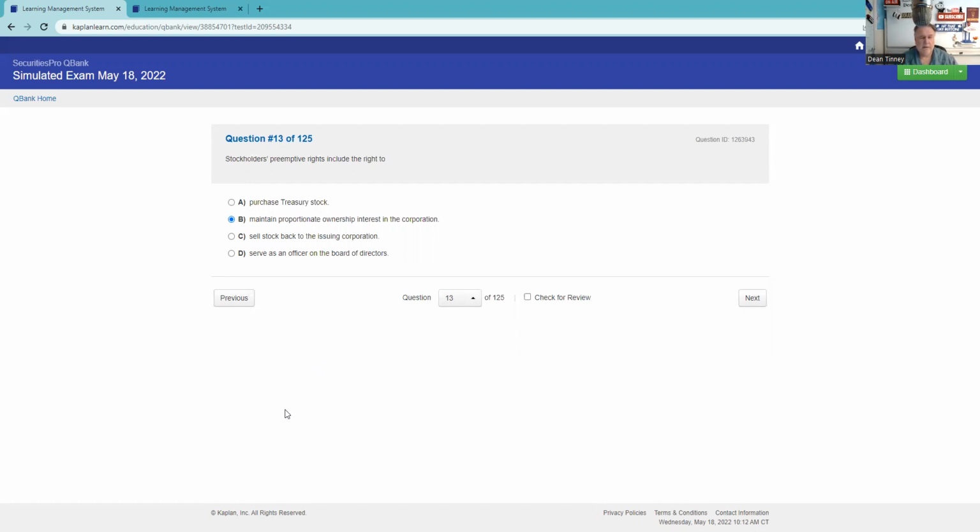I would know that a standby underwriting may be used in a rights offering to make sure the shares get distributed, and to make sure you can contrast rights with warrants. As I said, rights are short-term and at issuance, exercisable below the current price to give you an incentive to participate. And then warrants are long-term and exercisable above at issuance. So make sure you can contrast those as a test taker.